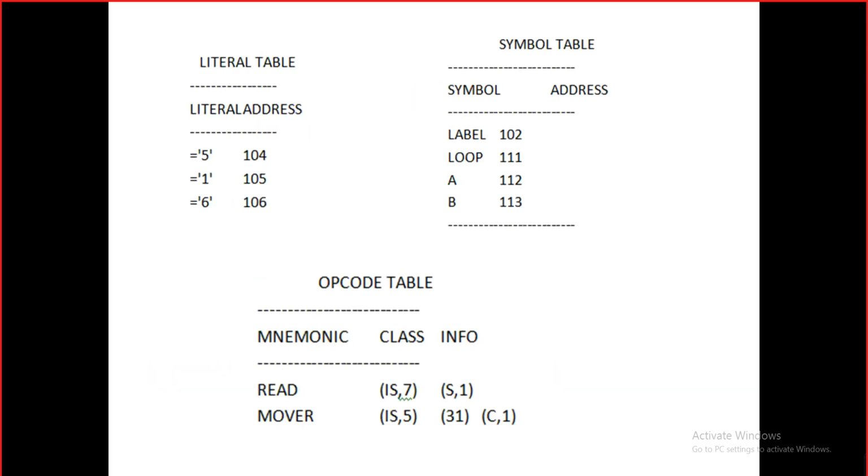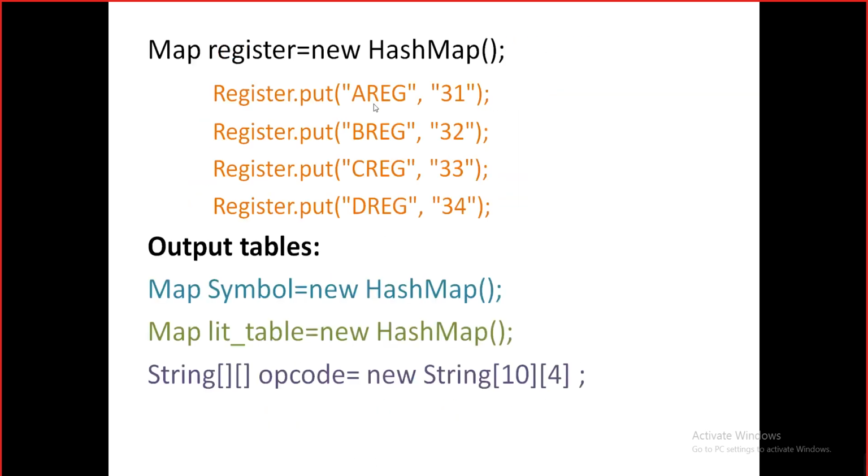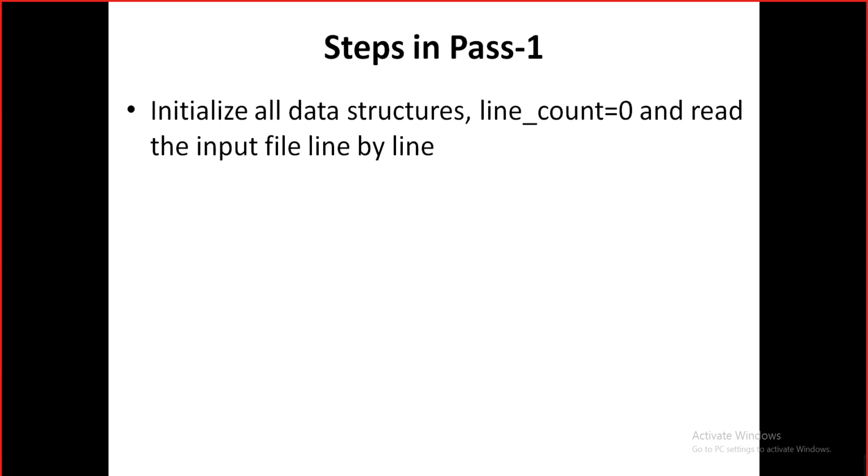Fine. Now we'll start with the stepwise how we are going to build the output tables. We'll discuss that, programmatically how to do it. So firstly, as a first step, we will initialize all the data structures. That means whatever hash maps we took, we will initialize the hash maps by using the put method and putting all the relevant key value pairs in each of the hash maps, right?